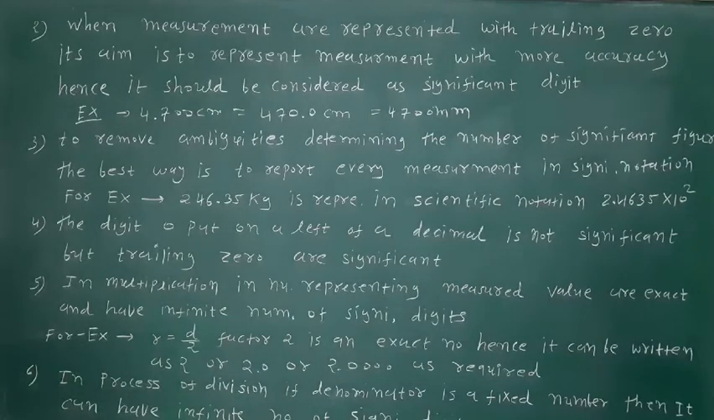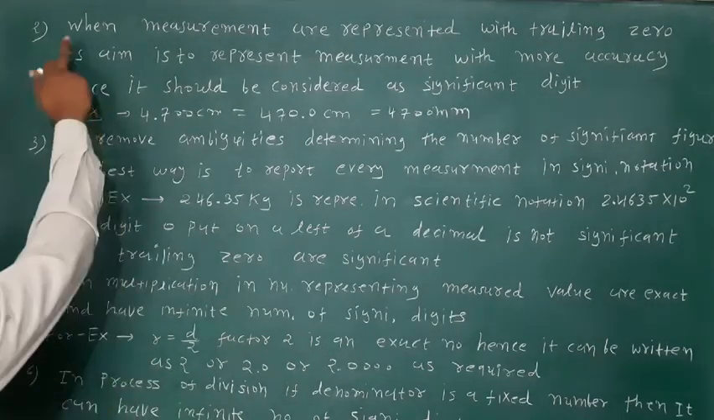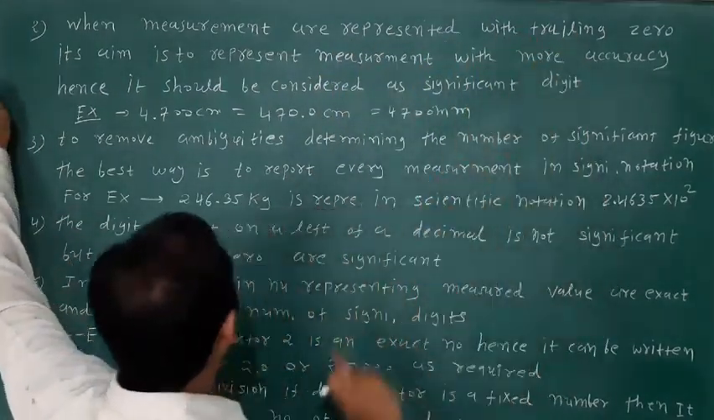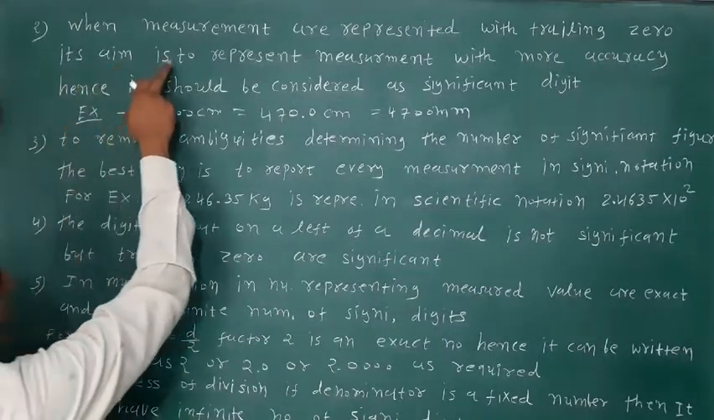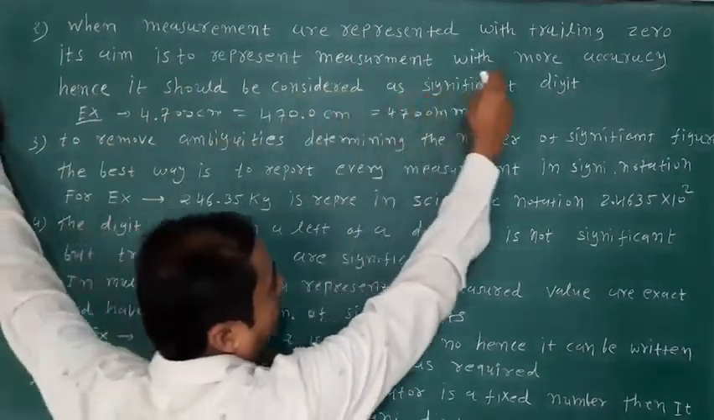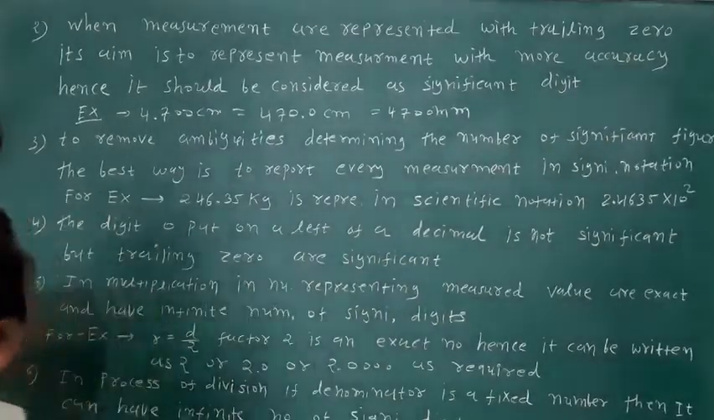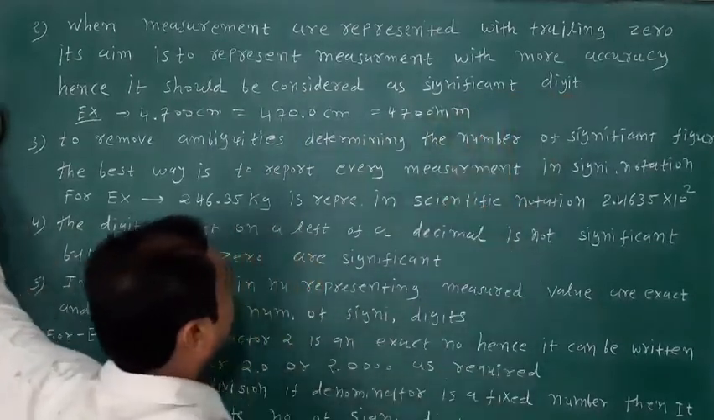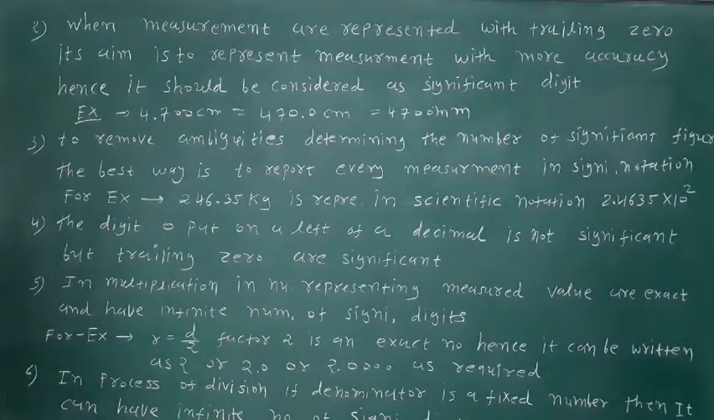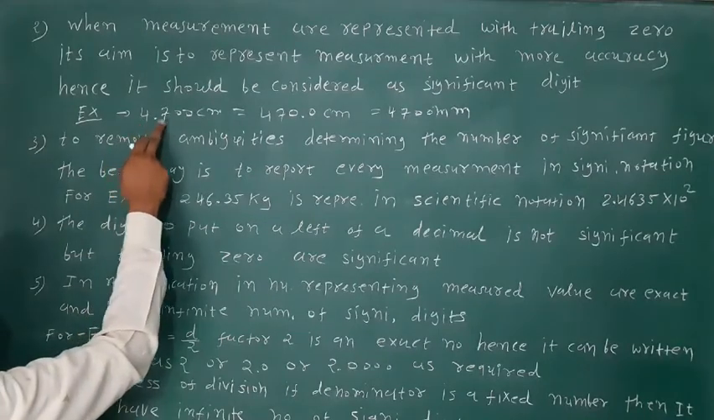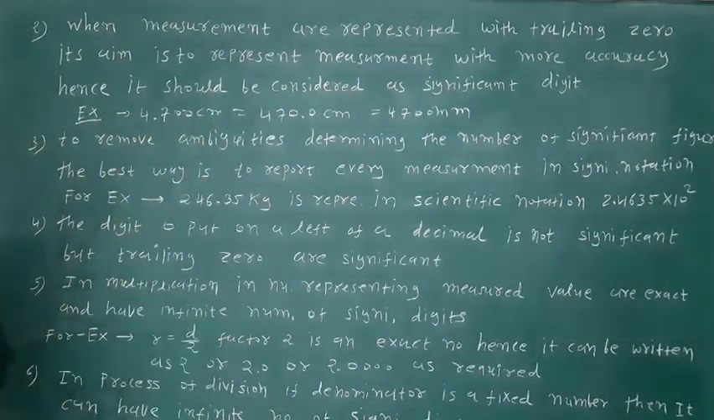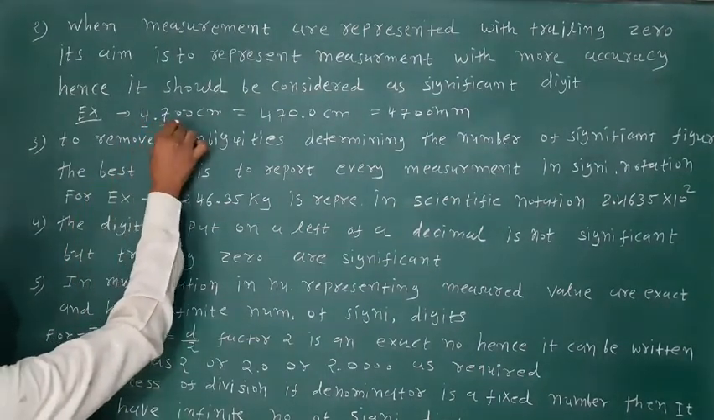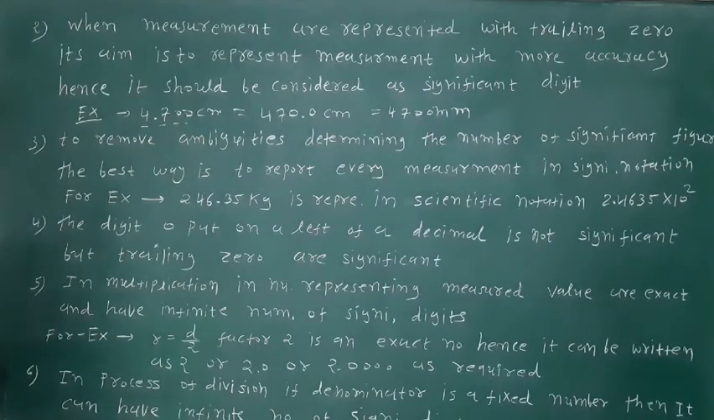Friends, rule number 2. When measurements are represented with trailing zeros, the aim is to represent the measurement with more accuracy. Hence, they should be considered as significant digits. Yes, look here. 4.700 centimeter. In this example, we have 4 significant digits, 1, 2, 3 and 4. Okay.